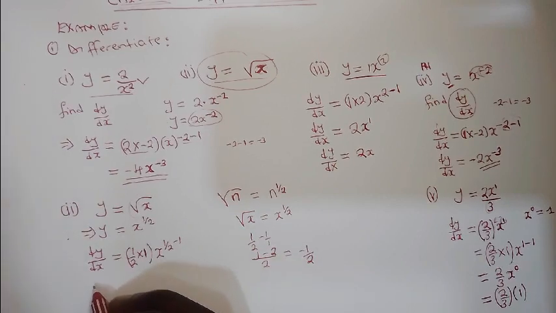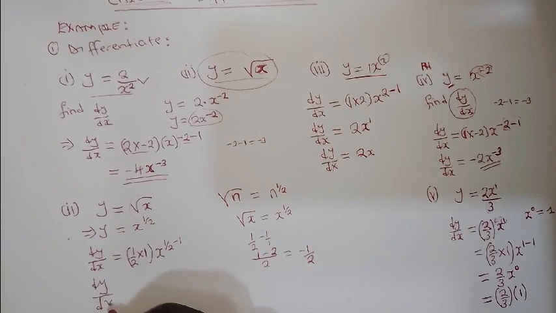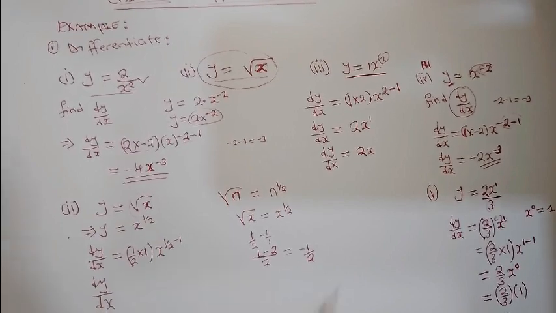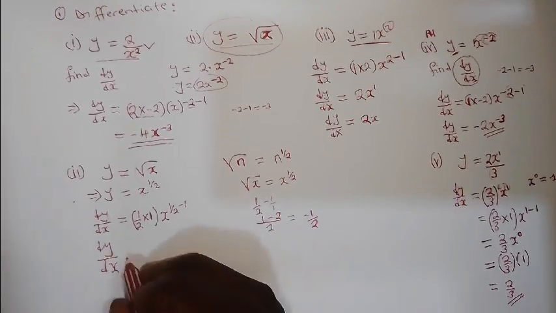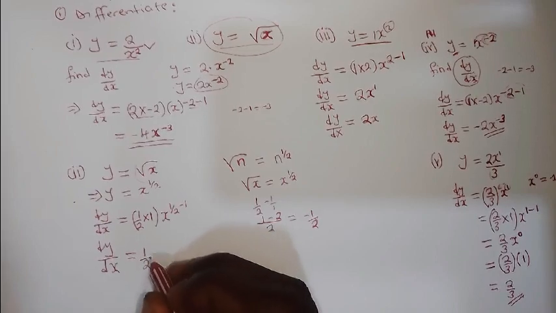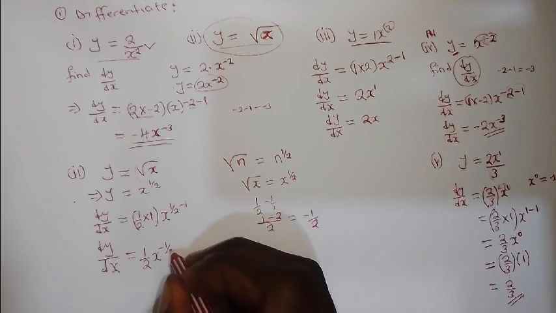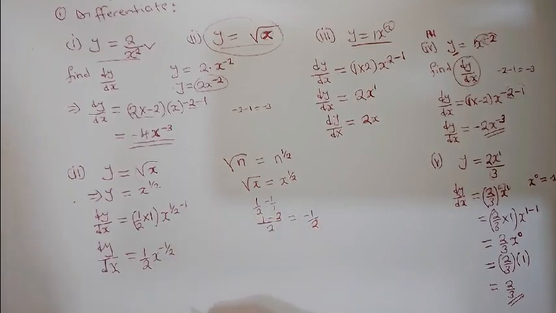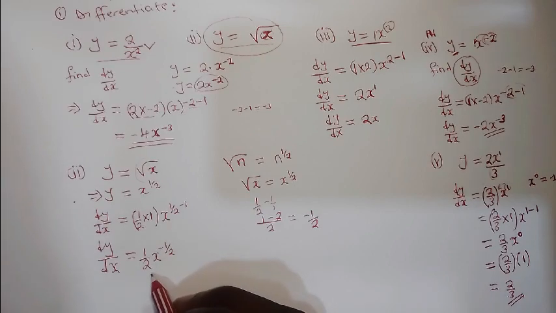So dy dx is going to be half multiplied by x to the power negative half. So that is how you can do that.